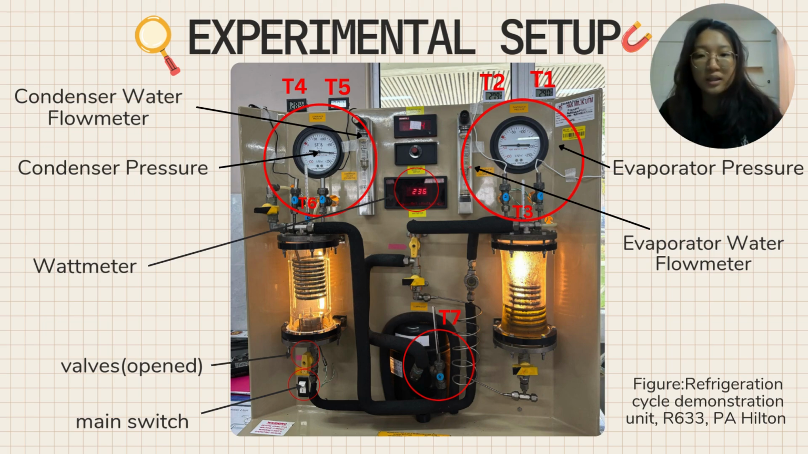And the middle here is the watt meter to measure the power input. Below here is to measure the T7s. And at the same time, this is the valve. When the valve is open, it's vertical, and when the valve is closed, it's horizontal. The one below, which is the white one, is the main switch. So this is the figure of the refrigeration cycle demonstration unit R633 PA Hilton.